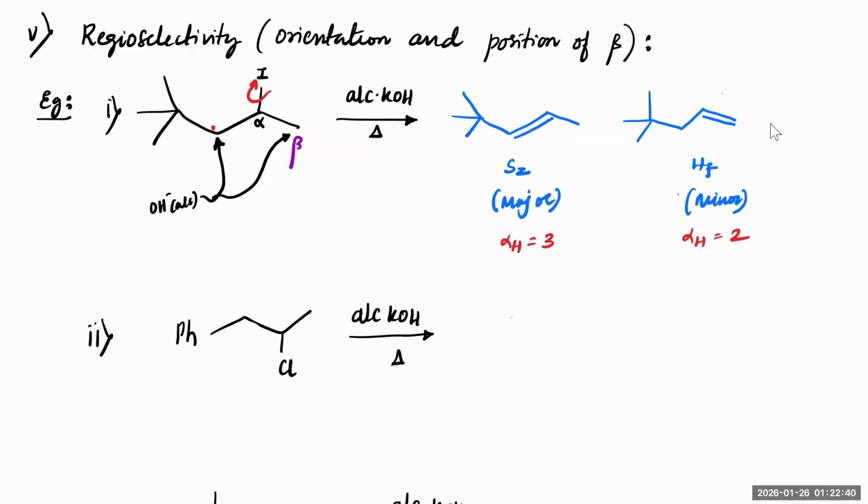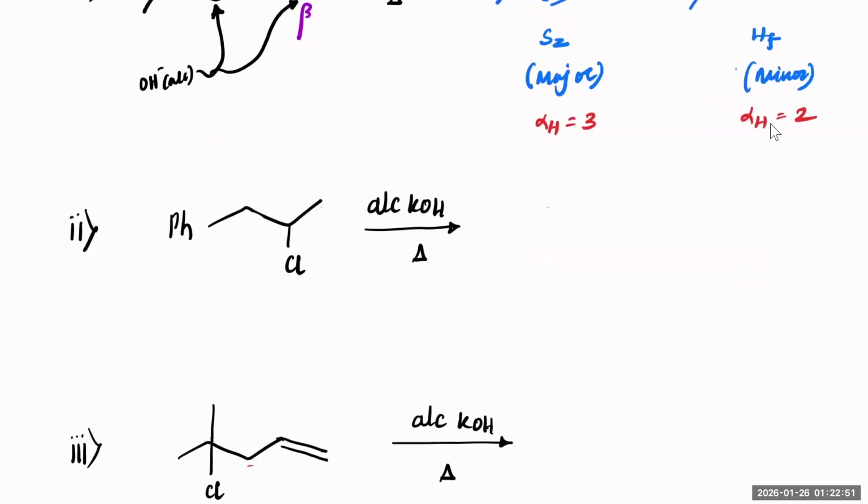Okay. So have you noticed something? We are supposed to get two geometrical isomers, but one of the geometrical isomers is coming out to be the major product. I told you the terminology for these kinds of mechanisms. We call the mechanism regiospecific, and the product type is regioselective. The product type is regioselective.